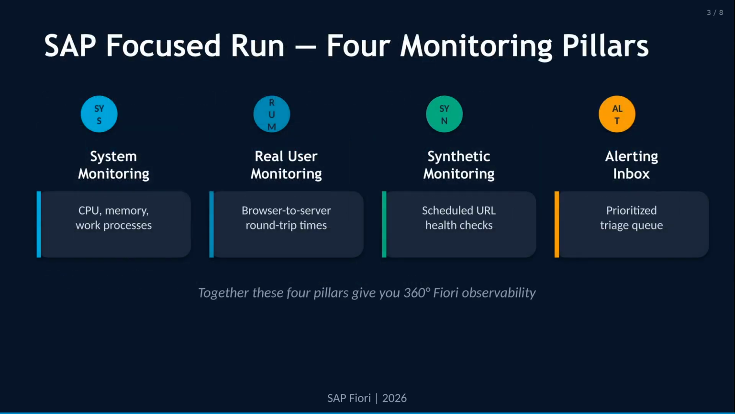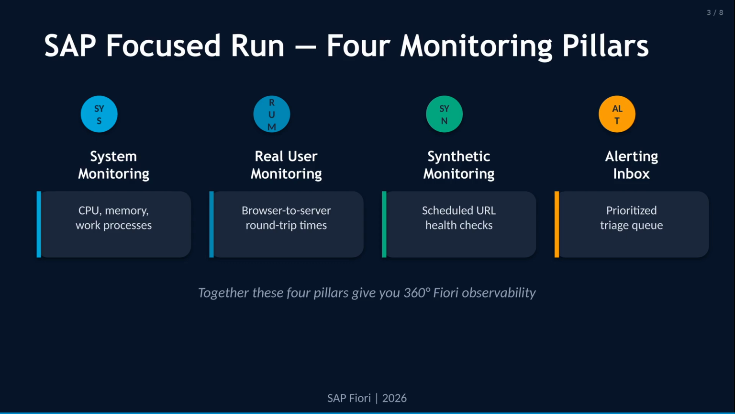SAP Focused Run is an operations platform purpose-built for large SAP landscapes. Think of it as your SIM for Fiori Health. There are 4 capabilities that matter most here. First, system monitoring lets you watch CPU, memory, work process utilization, and ICF thread counts in real time across every gateway and front-end server. Second, real user monitoring, or RUM, captures actual browser-to-server round-trip times, so you see what end users see.